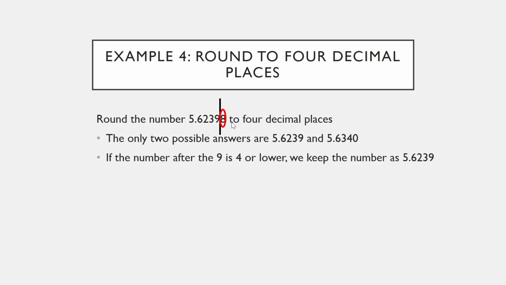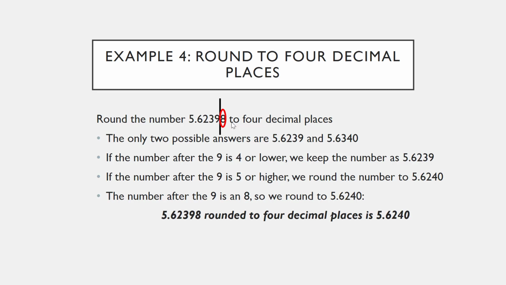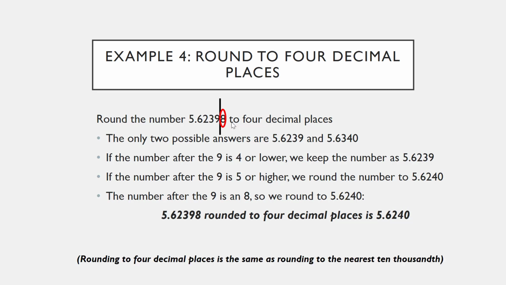If the number after the 9 is 4 or lower, we would keep the number 5.6239. If the number after the 9 is 5 or higher, then we would round up to 5.6240. As you can see here, the number after the 9 is an 8, so we are rounding up to 5.6240. Therefore, 5.62398 rounded to 4 decimal places is 5.6240. Note that rounding to 4 decimal places is the same as rounding to the nearest 10,000th.